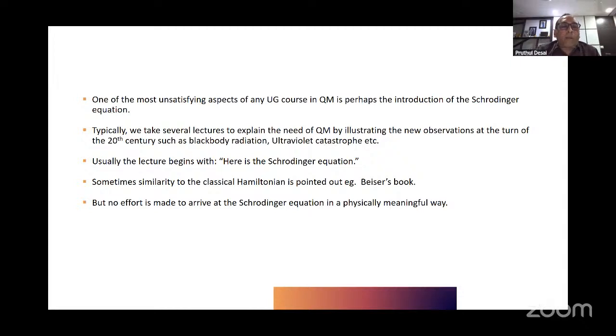In Bazer's book, for example, we start with a plane wave equation, and then you take the time derivative, and then you equate it to the classical Hamiltonian, and then you make a correspondence between the derivative and the operator on the right hand side. And then we say that here we get the Schrodinger's equation. So I find that no effort is made to arrive at the Schrodinger equation in a physically meaningful way during my teaching at the undergraduate course. So I would like to get comments at the end of the session from experts.